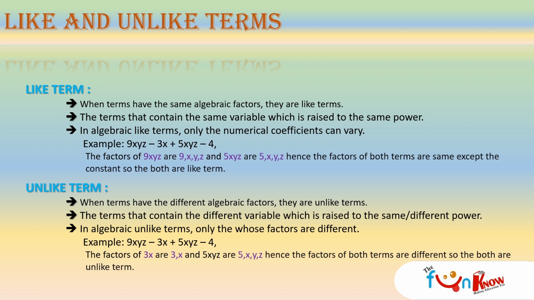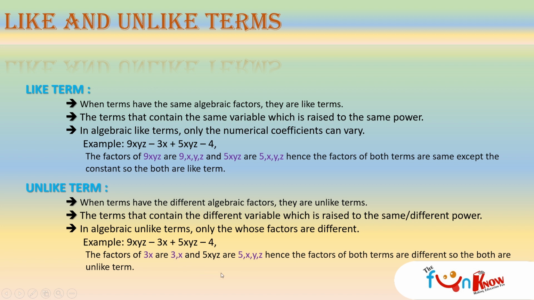That is, different variables, different power. The terms which contain different variables, which are raised to different power or the same power also, but the variable is different, then it is known as unlike term. Go to this example, students. See, 9xyz and 5xyz, we have already seen, these were like terms. But here 3x, look at this, 3x is 3 and x, and 5xyz. Here y and z variables are there, but in 3x it's only x, no yz is there.